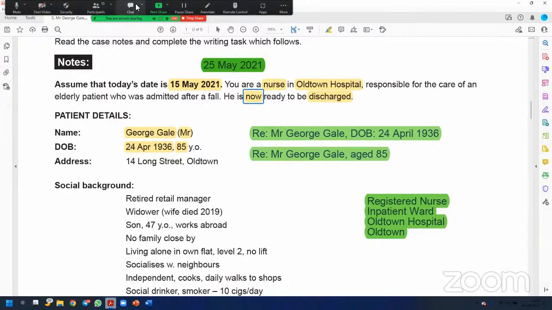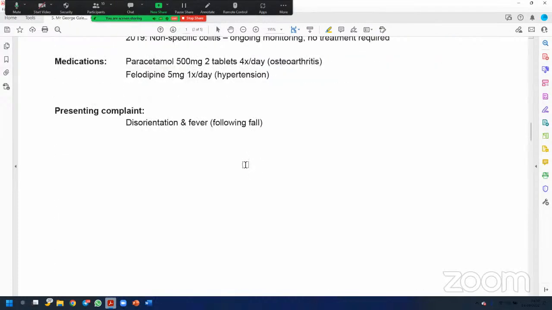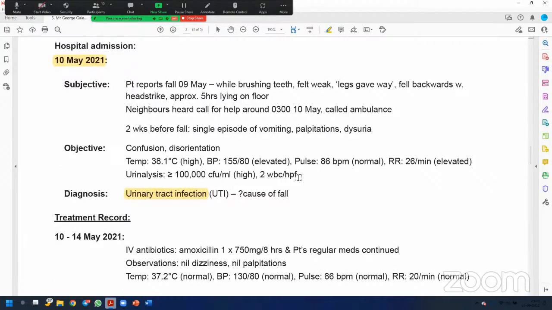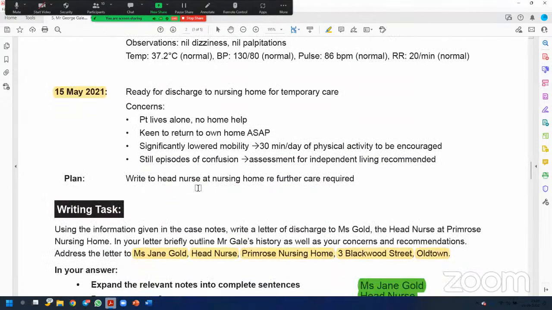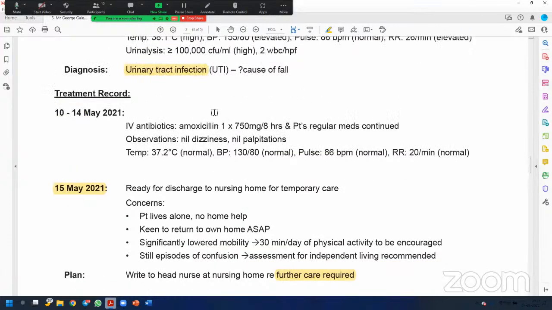Now, the second one is, Mr. Gale was diagnosed with. He requires further care. Further care required. So now you have to write using these words. Now you can write the introduction. How can you write? Now let us see what are the words that you can use.